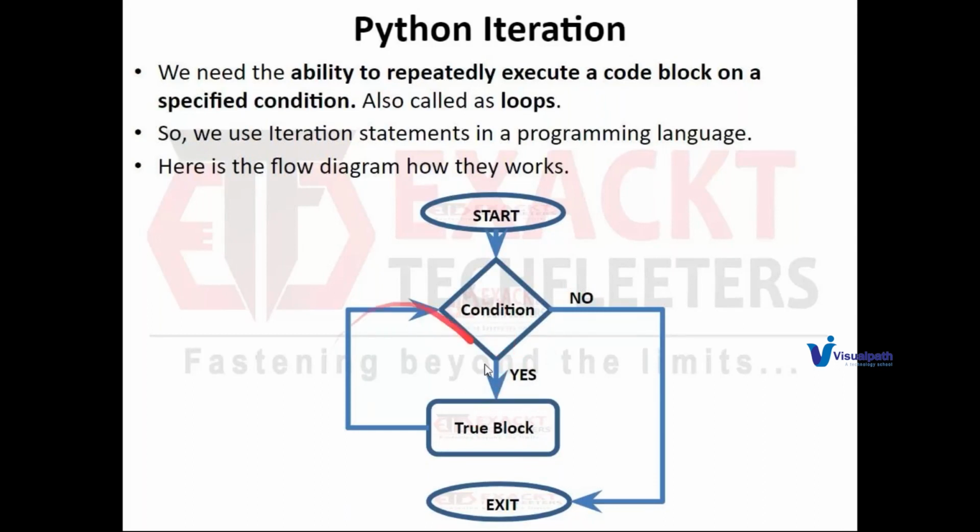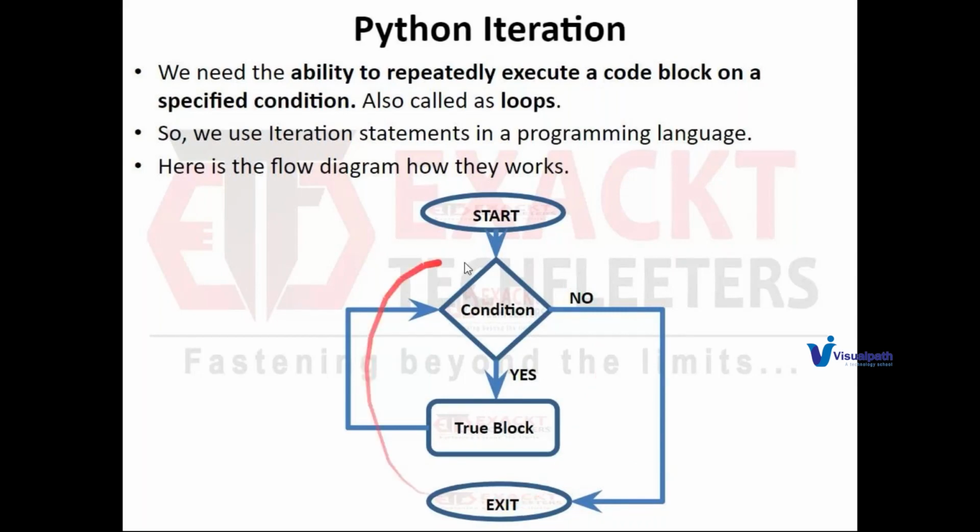So here the loop is happening. If the condition is true, then the true block executes. Then again the condition is true, then again the true block is executed. So this loop happens here, and as soon as the condition fails, it will get out of the loop. It will be just out of the loop at the exit block. So this is how your loop will behave.